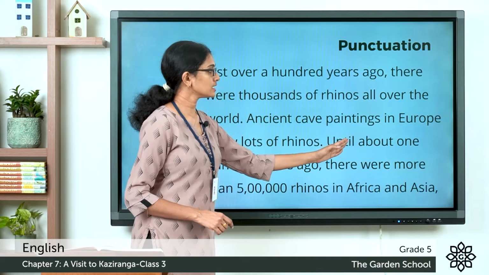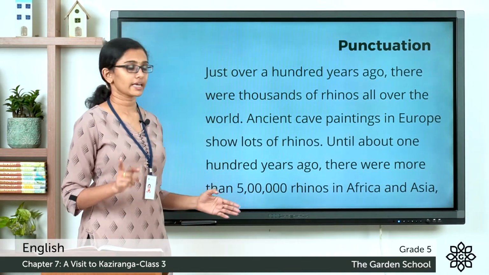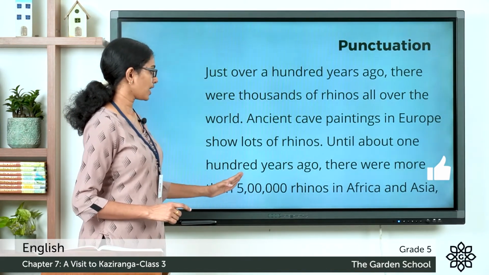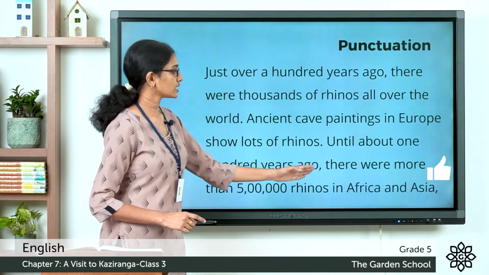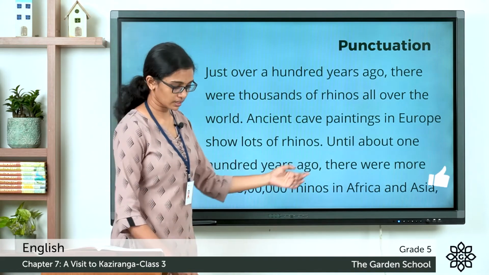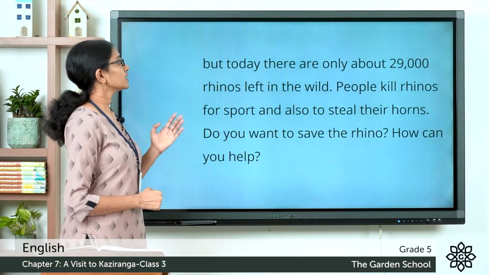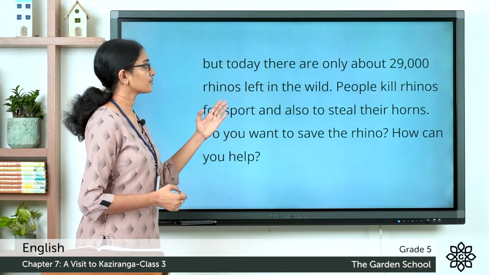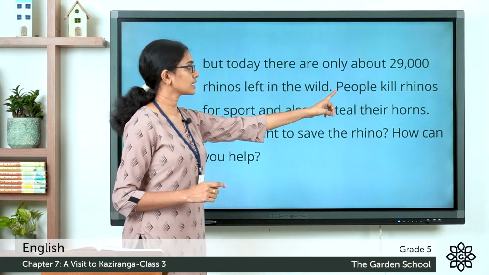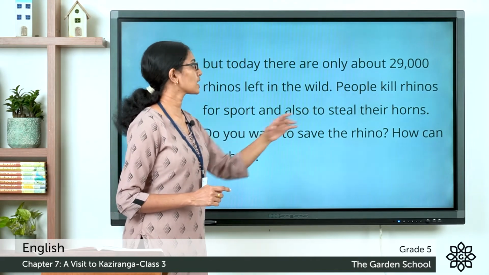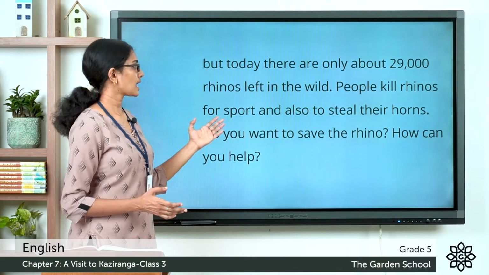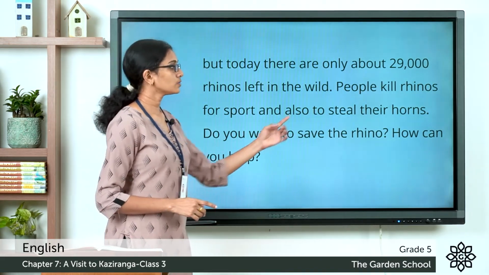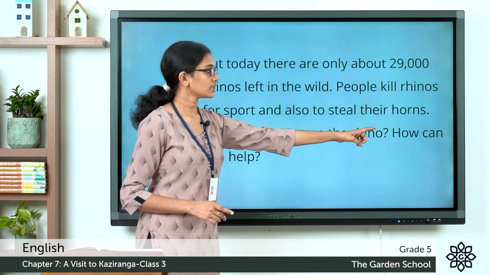Capital U. Until about 100 years ago, a comma, there were more than 5 lakh rhinos in Africa and Asia, a comma. But today, there are only about 29,000 rhinos left in the wild. A full stop. Then capital P. People kill rhinos for sport and also to steal their horns. Do you want to save the rhino? A question mark and capital letter H.